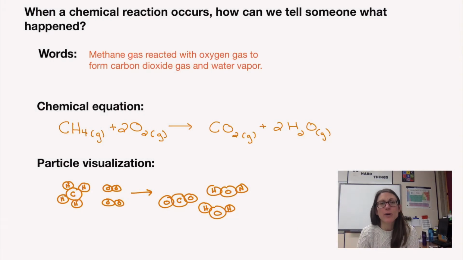So we've got three different ways to do this. We can use words. I can tell you that in this reaction, methane gas reacted with oxygen gas to form carbon dioxide gas and water vapor.